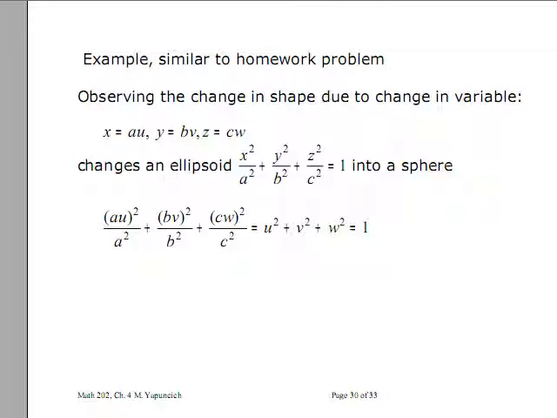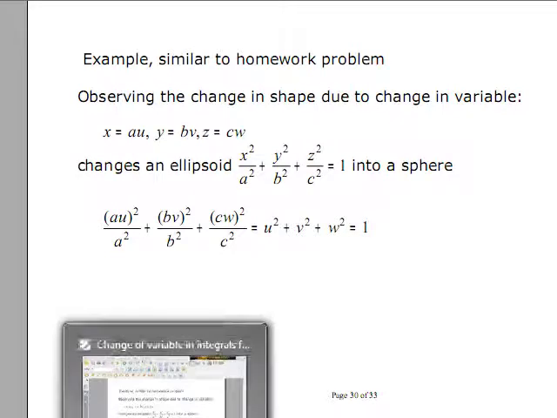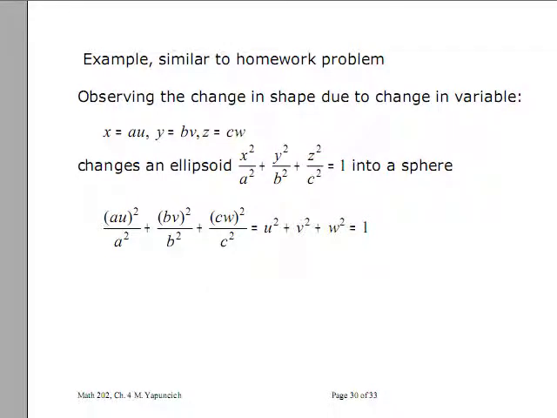Now I'm going to look at that homework problem for calculating the volume of the Earth. It involves two changes of variables. The first change of variable is taking the ellipsoid, which is the Earth, and changing it into a sphere. So here's the change of variable, and it's given to you with some numbers.